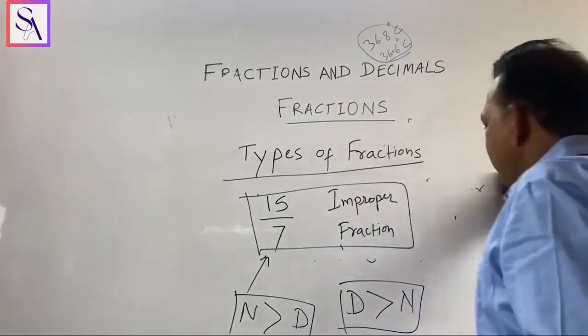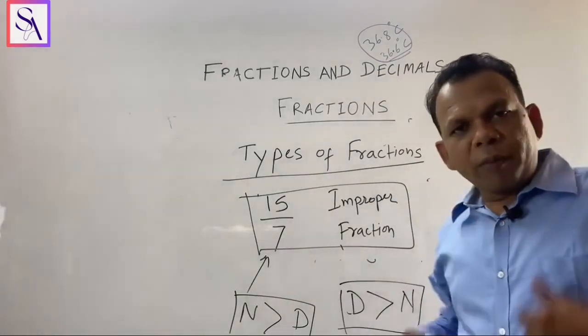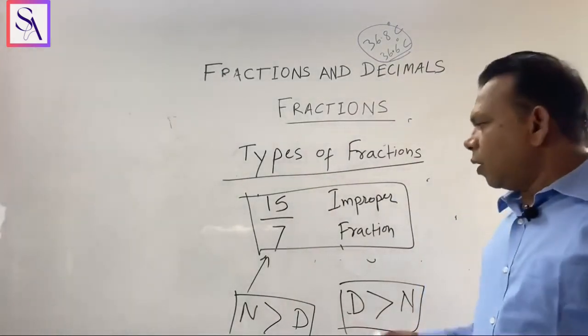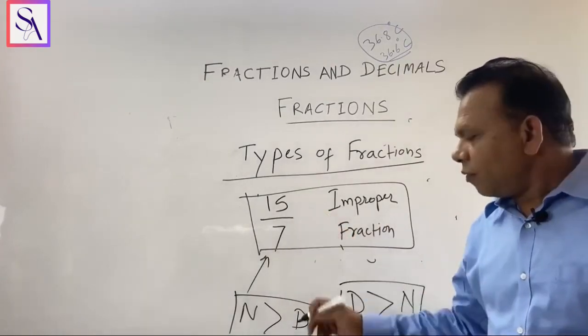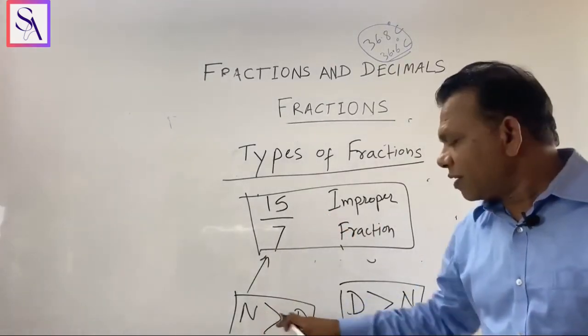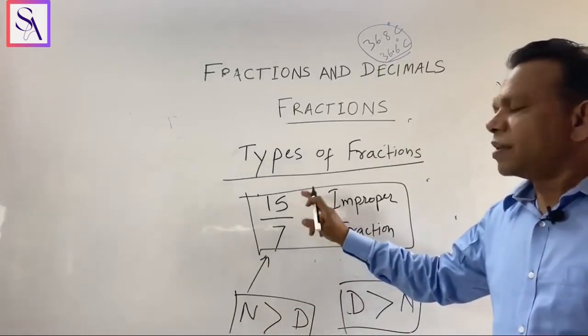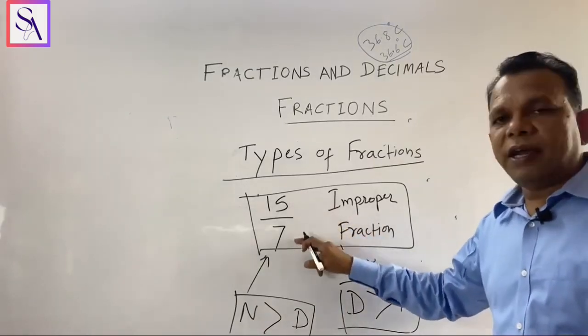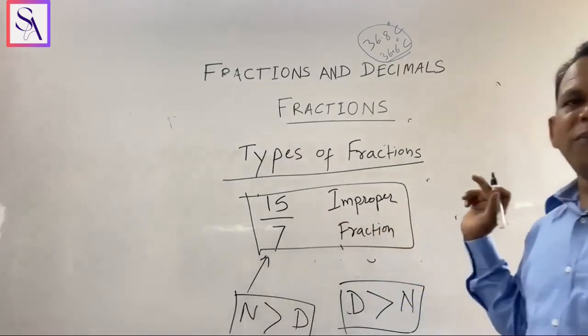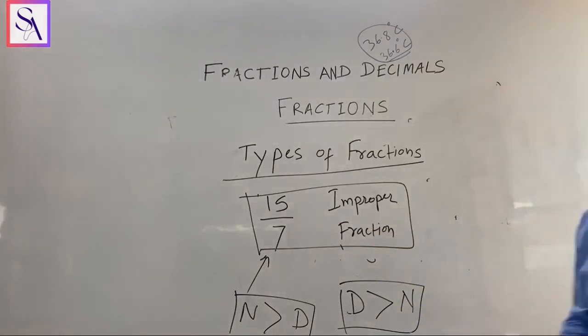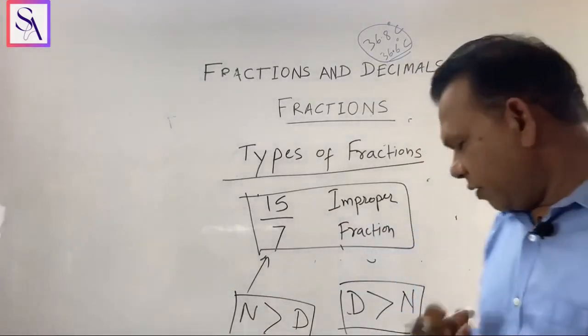So what is the proper fraction? Where denominator is greater than numerator. And what is the improper fraction? Where reverse, numerator is greater than denominator. Upper part of the fraction is greater than lower part. 15 is greater than 7. That's why it is improper fraction. So we have seen proper fraction and improper fraction.